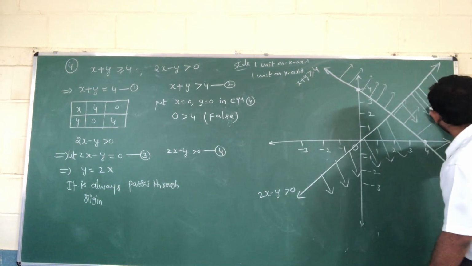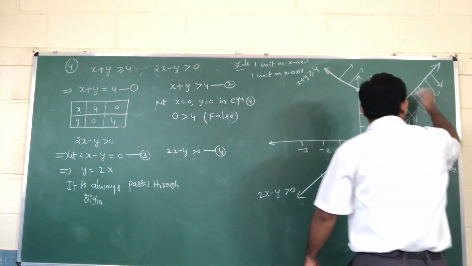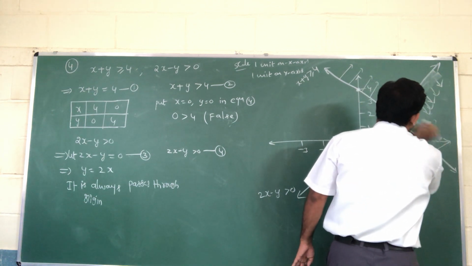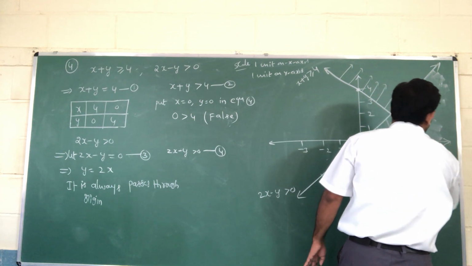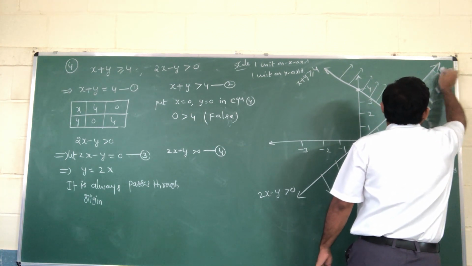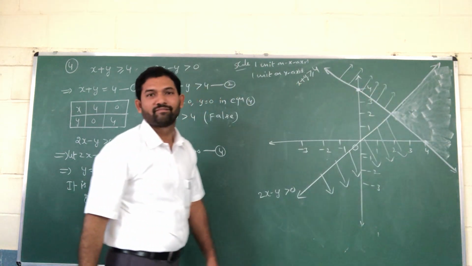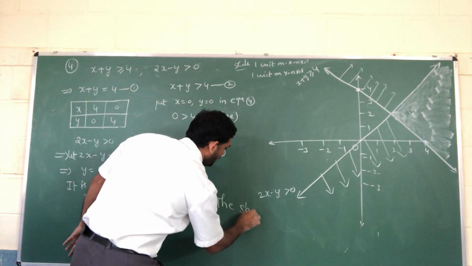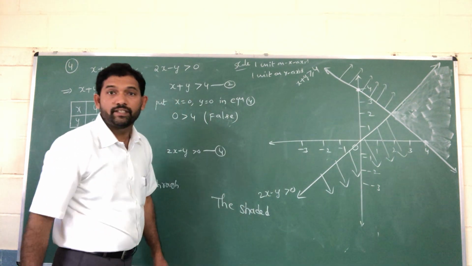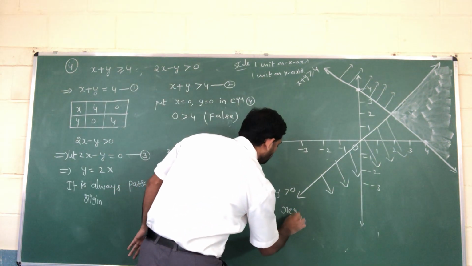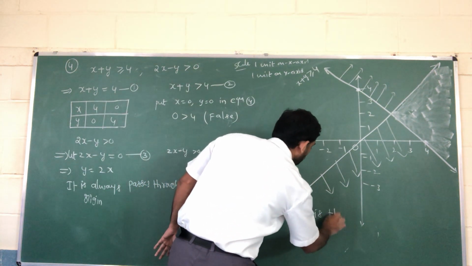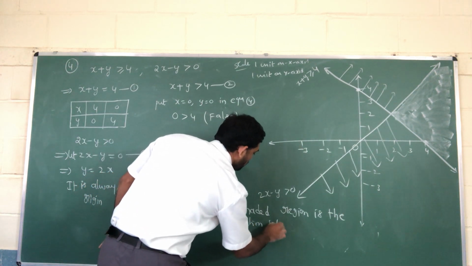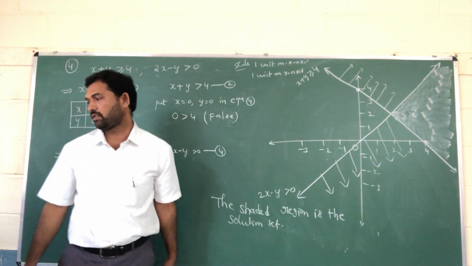So both arrow marks were intersected here only, na? So you have to shade this. That is the shaded region, the solution set. Solutions. Note down fast.